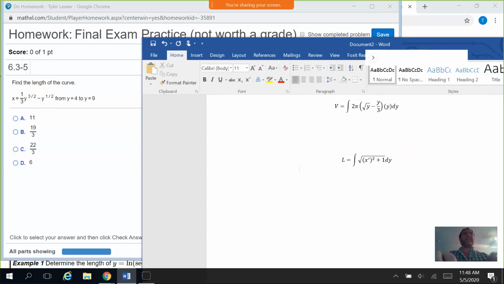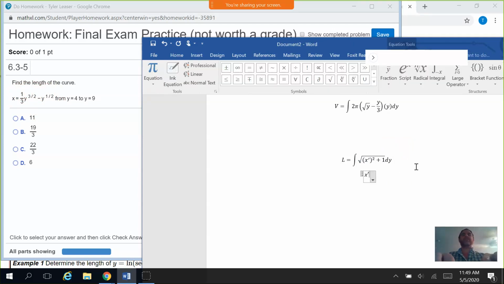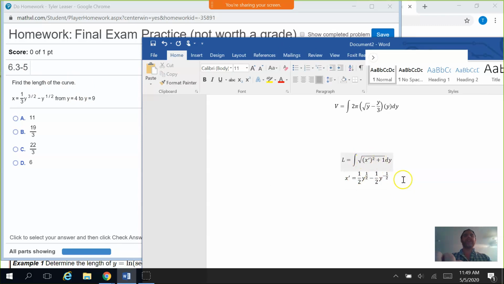So let me show you that pattern. So first thing we need to do is take the derivative of my function, which is just taking the derivative of this with respect to y. So we would bring down the 3 halves. 3 halves times 1/3 is 1/2, and that's going to be y to the 1/2 power now. That's going to be minus the derivative of this, which is bringing down the 1/2. And now it's going to be y to the negative 1/2 power when you do the derivative. All right, that is what we're going to plug in for the x prime.